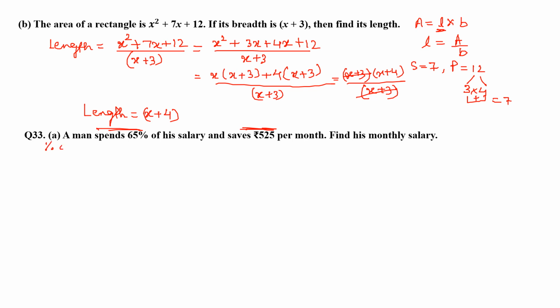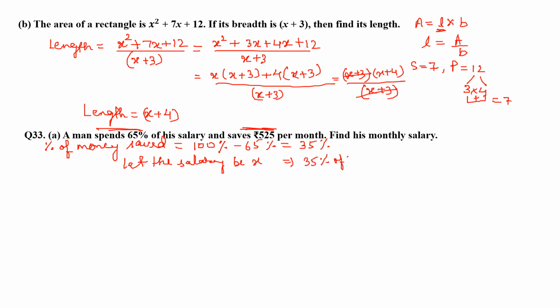So the percentage of money saved will be, see, his total income is 100%. From 100%, 65% he is spending. So it will be 100% minus 65%, which will give me 35%. Okay, now we have to find the monthly salary. So let the salary be X. So if the salary is X, then how to find?